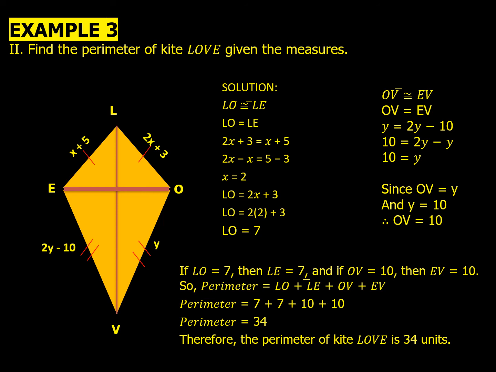Okay, since we are finding the perimeter, if LO is equal to 7, then LE is also equal to 7. And if OV is equal to 10, then EV is also equal to 10. So the perimeter is equal to the sum of these four measures: 7 plus 7 plus 10 plus 10. It is equal to 34 units. The perimeter of kite LOVE is 34 units.